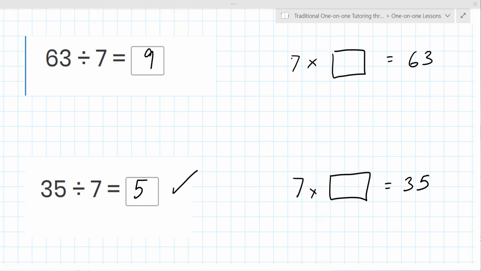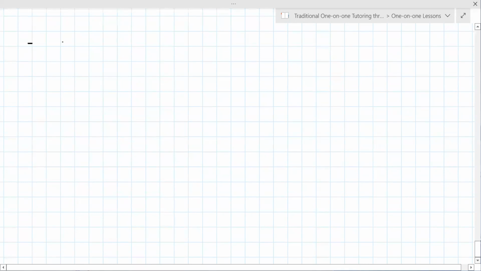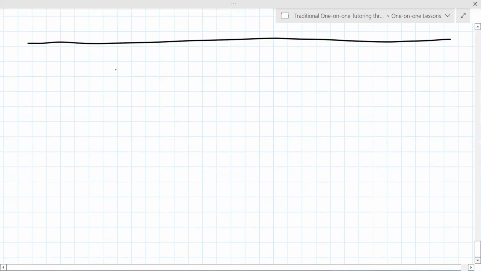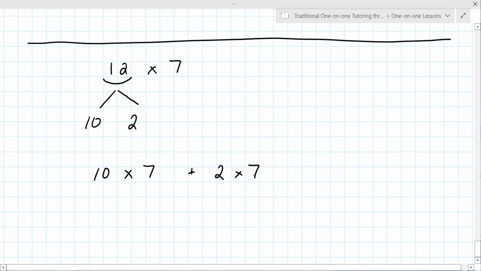But last time, the kinds of problems we were doing that I want to go back to is something like 12 times 7. And last time, Michael, do you remember what we broke apart 12 into? What two numbers did we break apart 12 into? 10 and 2. And then you multiply each of those by the 7. So 10 times 7 plus 2 times 7.